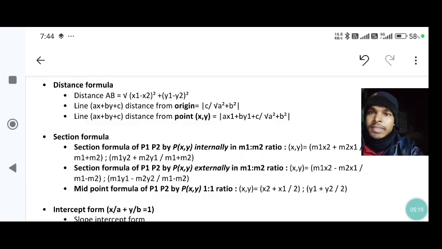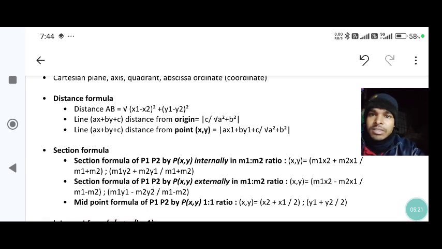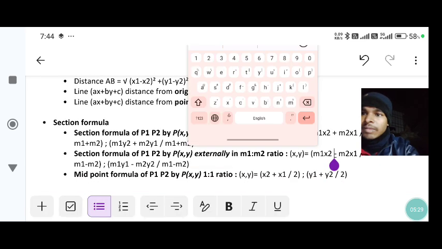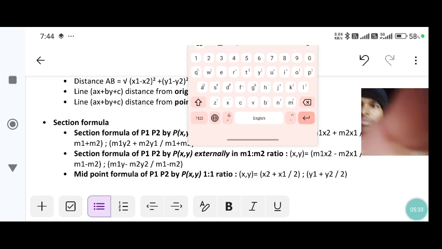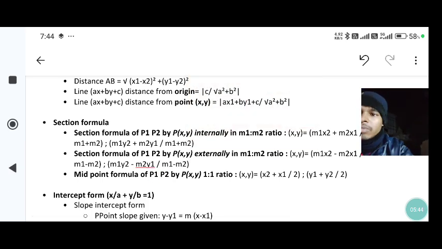So on confirming it, we came to the conclusion that it should be m1 1 2 and 2 1. Then here also 1 2 2 1, and again here also 1 2 2 1, and here also 1, 1 2, and then it should be 2 1, divided by m1 plus m2.